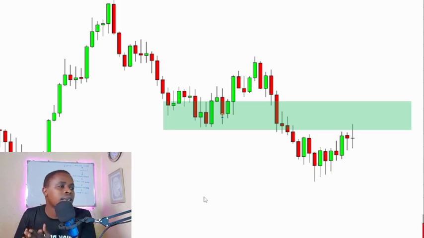So here you can see in this zone, what do you start seeing here? Rejection candles with big wicks to the upside and also to the downside, showing you indecision. And what does indecision mean? Indecision means anyone from this point can be able to win this market.